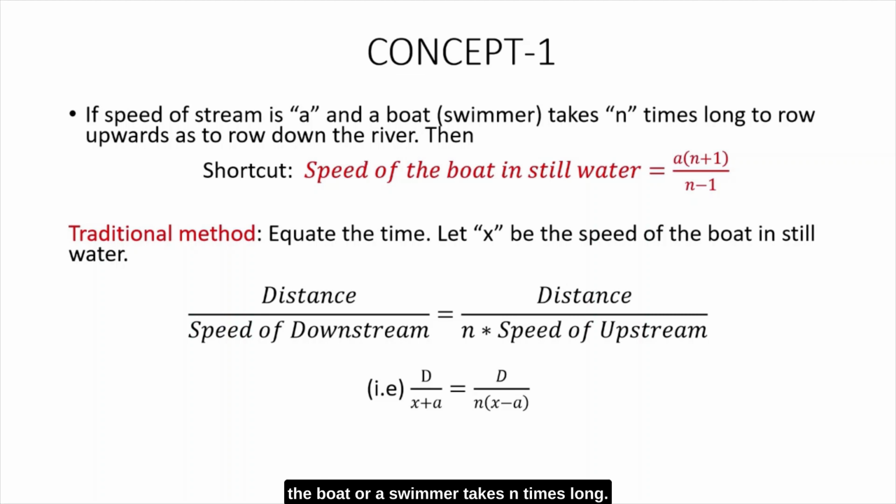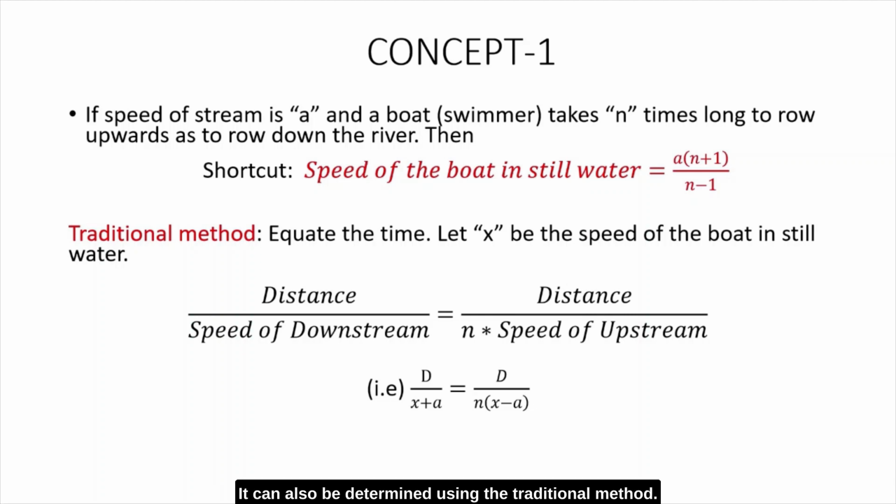The boat or a swimmer takes n times long. For example, if I take 1 hour to row downstream, I am taking 4 hours to row upstream. In such cases, a boat or swimmer takes n times long to row upwards as to row down the river. In such cases, if we want to determine speed of the boat in still water, we can use the formula a(n+1)/(n-1), where n denotes the number of times taken by boat or swimmer to row upwards as to row down the river. a refers to the speed of the stream.